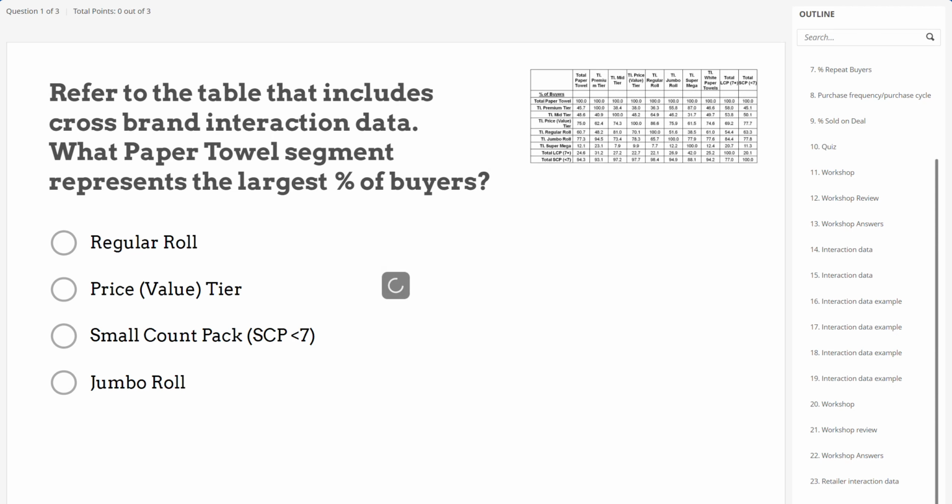It's now time for a knowledge check to ensure that you've understood key points that we've covered in this chapter. Just click your answers right on the screen before moving forward. Good luck!